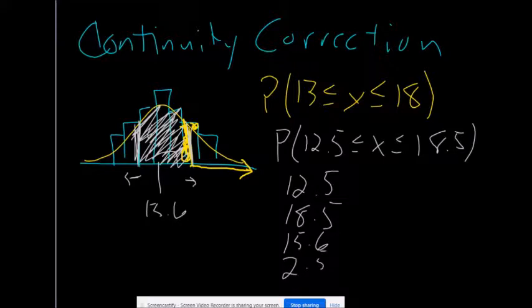On our calculator, same type of thing. We're going to do second verse number 2. 12.5 is the lower, 18.5 is the upper. And this would turn out to be a probability of 0.77. So about 77% of the time, I would expect to win 13 to 18 hands of war. And that's accounting for the continuity correction.